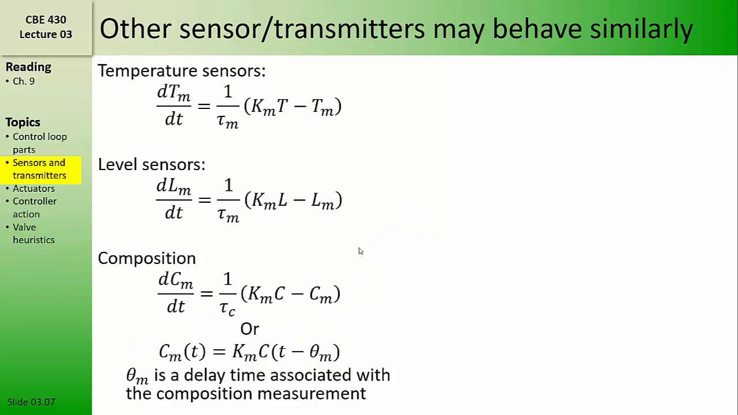While we develop this idea for temperature sensors, other types of sensors can be modeled using similar equations. For example, level sensors or composition sensors can also be modeled by first-order ODEs. Sometimes composition sensors only contain a time delay. This is common when the composition measurement requires taking a sample, transporting that sample to a lab, and then analyzing that sample on an instrument. The resulting measured composition would give an indication of what the composition was when the sample was taken theta m time units ago, and not what the composition is right now.